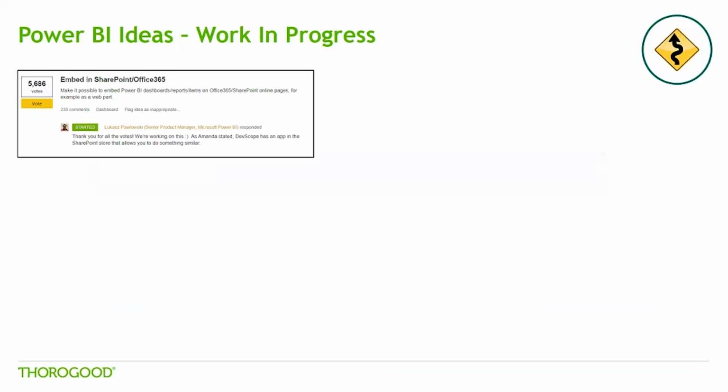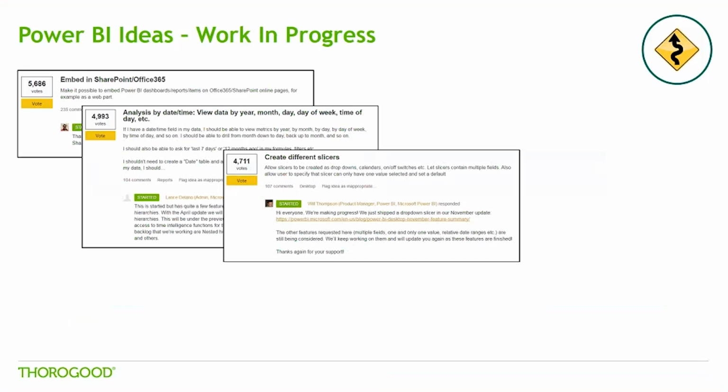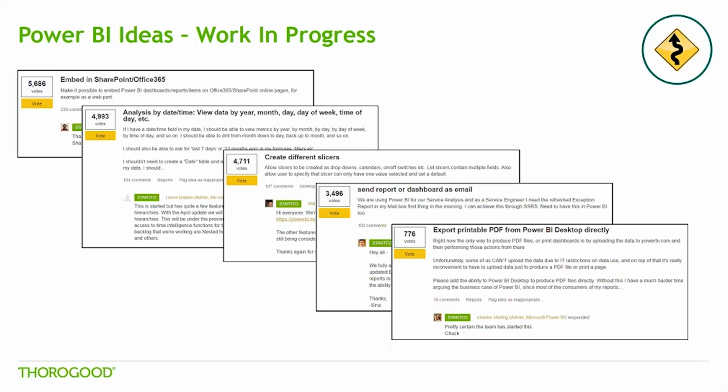But I'll go through some example ideas that are more popular and that Microsoft have started developing and we would expect to be released soon. Things like being able to embed via a web part in SharePoint Online, which got over 5,600 votes. Additional time hierarchy intelligence. Additional slicer functionality, and we saw some of that in the initial demo, with the drop-down slicers now being available. The ability to send reports and dashboards by mail, and being able to export PDFs from Power BI Desktop directly. You can see from the status at the bottom of these that all of these changes are in progress and are being developed by Microsoft.